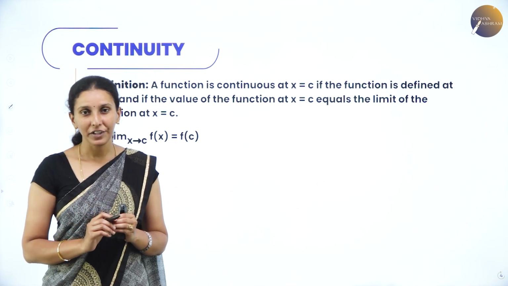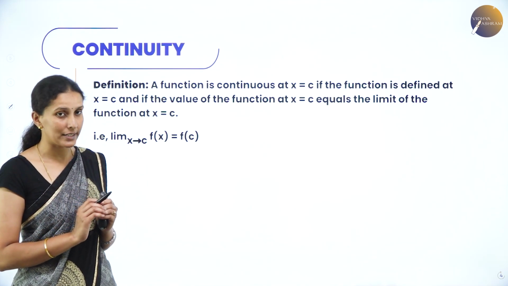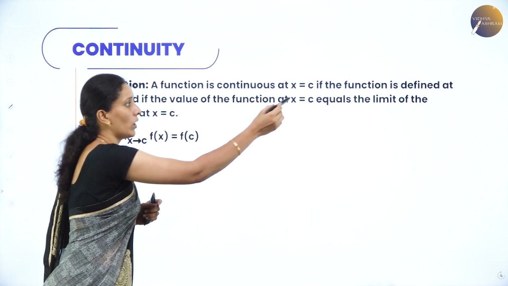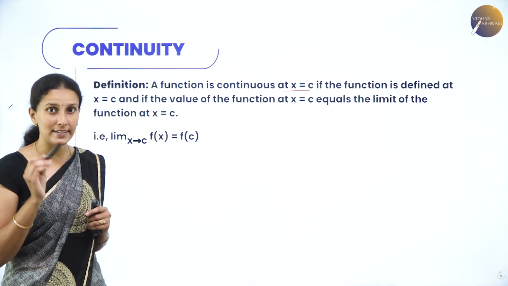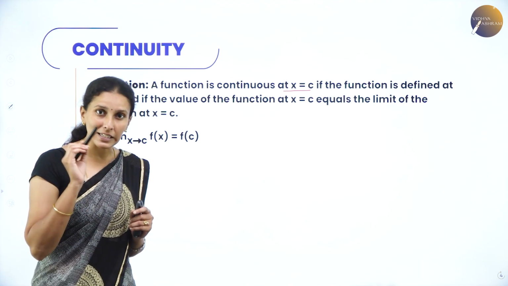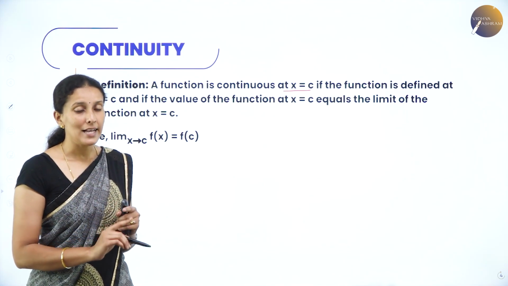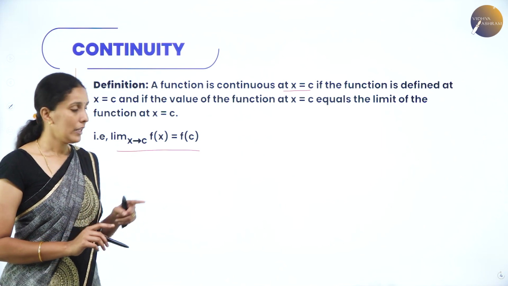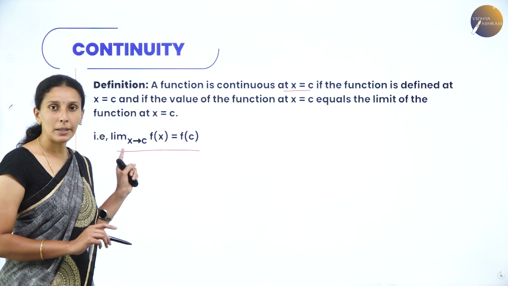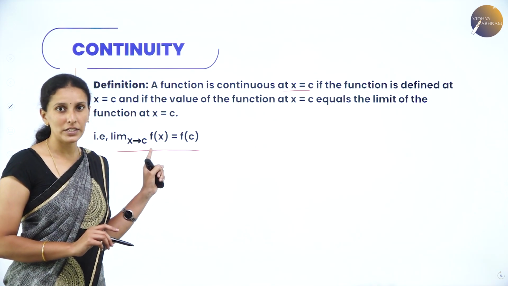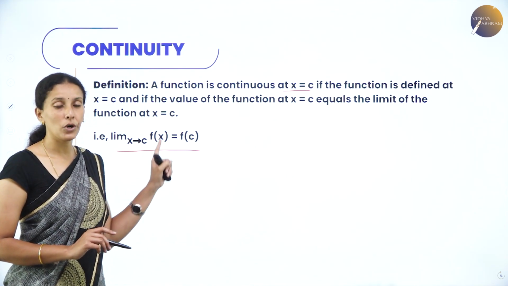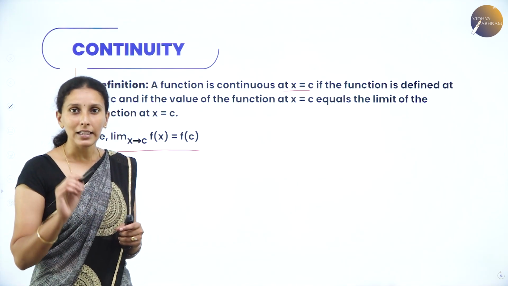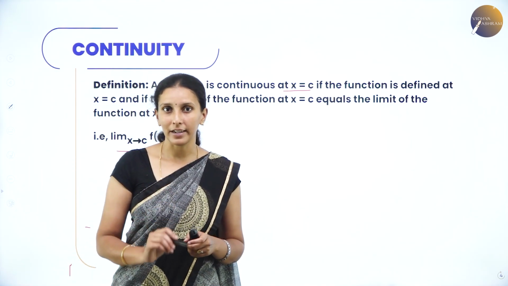Thus, we have a definition for a continuous function, that is, a function is continuous at the point x is equal to c, whenever it is defined at the point as well as the limit of the function is equal to the value of the function. That is, the limit of the function as x tends to c of f of x is equal to f of c, then only we say that it is a continuous function. Otherwise, we call it a discontinuous function.